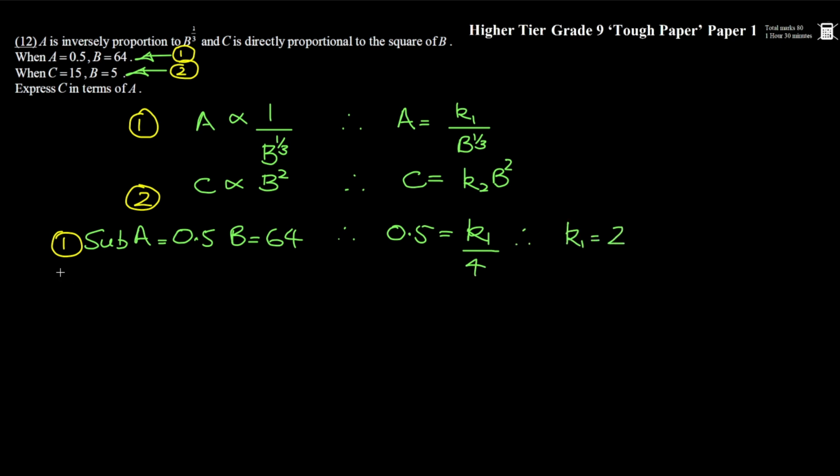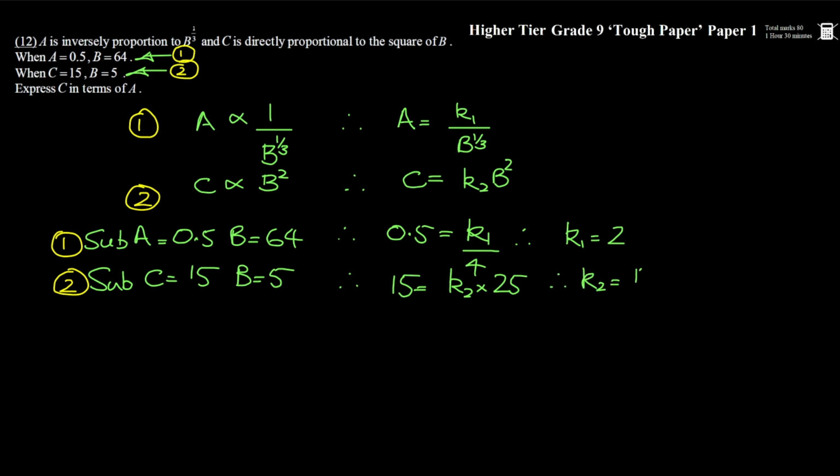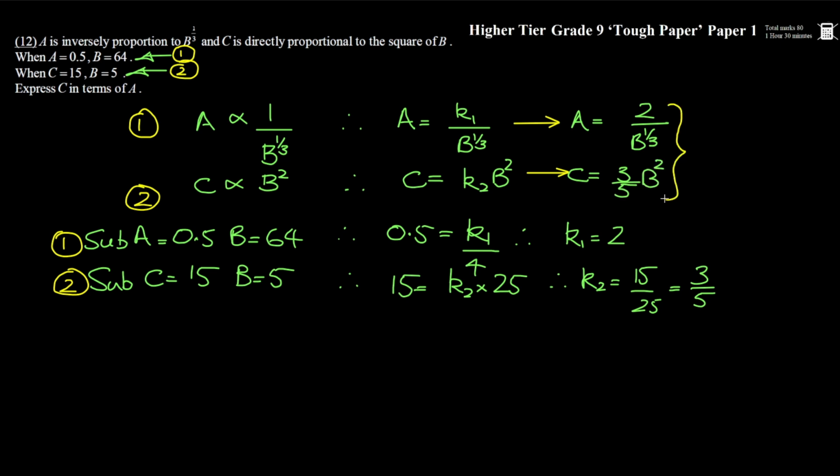First of our results. Now do the same for equation 2. Sub and get 15 is equal to K2 multiplied by B squared, which is 25. And therefore K2 equals 15 over 25, which is equal to 3 over 5. So our two equations become A is equal to 2 over B to the third and C is equal to 3/5 of B squared. We've got two simultaneous equations and we need to solve for C.